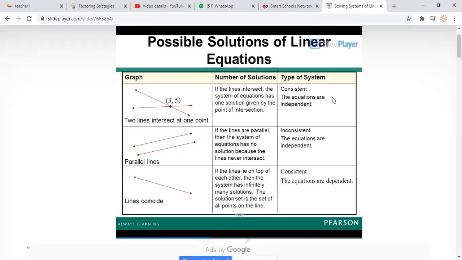In front of you now we have a chart divided into three parts: the graph, the number of solutions, and the type of system. The first one: if you represent them graphically and find that they are intersecting lines, it means we have only one solution. And we can say that the type of this system is called consistent, and the equations are independent.